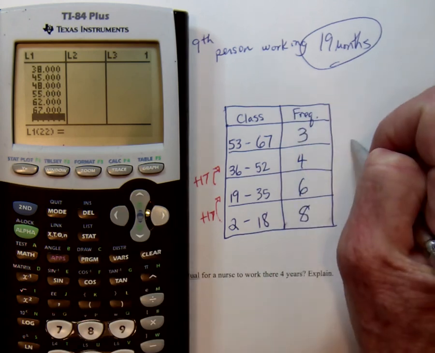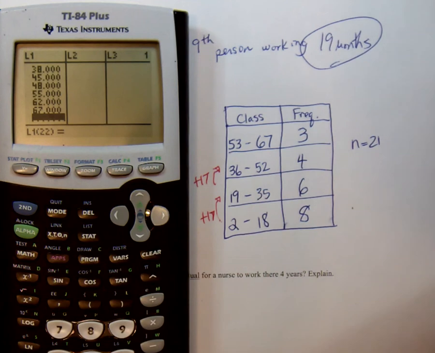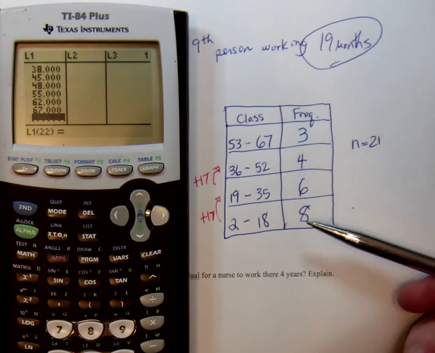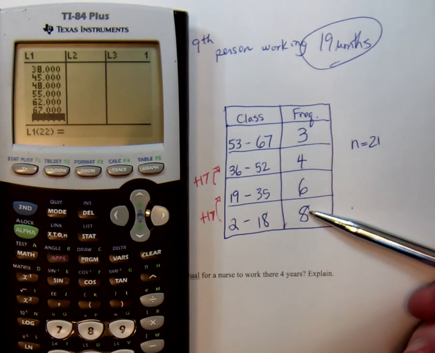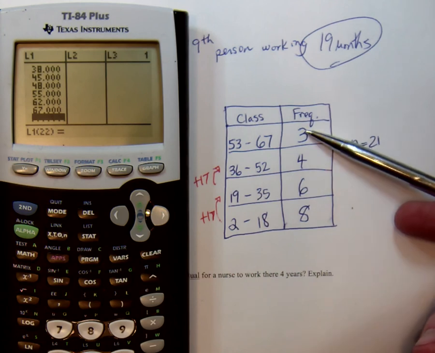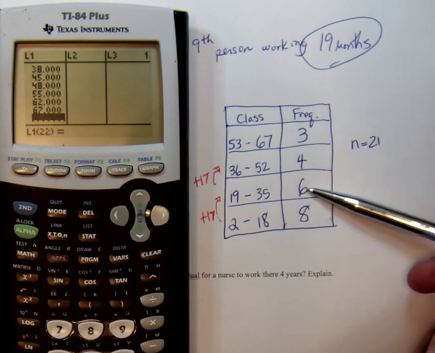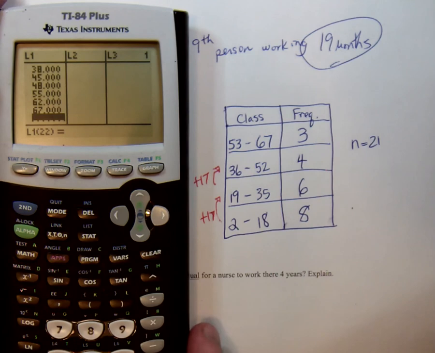Now the other thing is when you finish, remember that the sample size was 21, so you need to make sure that these numbers add up to 21. And I can see they do because a 3 and an 8 would be 11, plus this is 10, so that's 21. So we didn't leave anybody out.